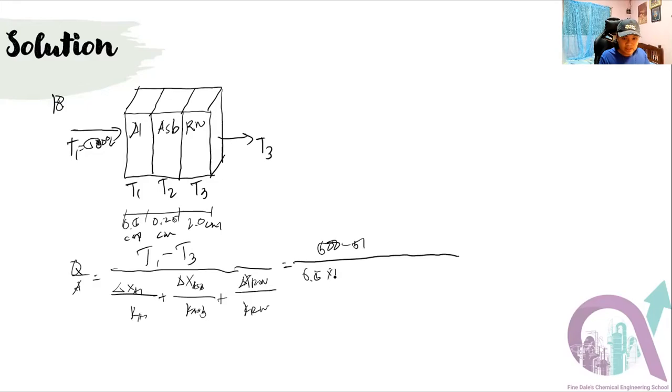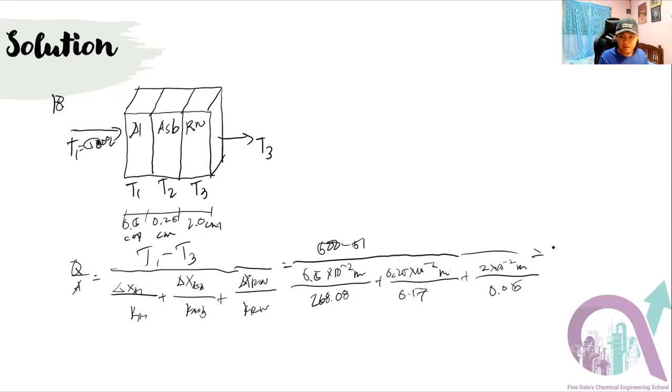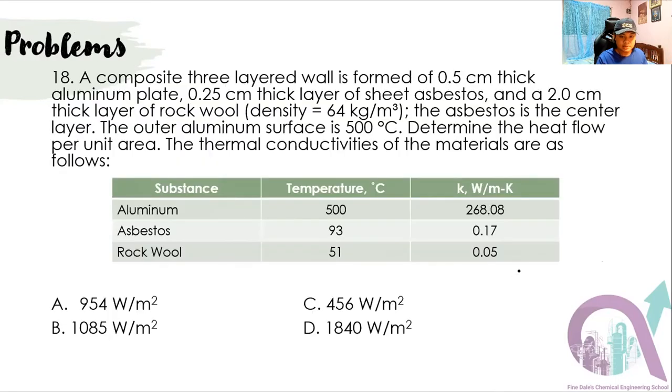So I'm converting them to meters. If you see the scientific notation, I divided it by 100, so times 10 to the negative 2. So we have 268.08 plus 0.25 times 10 to the negative 2, also in meters. I converted it to meters, and then you have your thermal coefficient. Then you have 2 times 10 to the negative 2, so we divide it by 100 again. Then you have 1,083 watts per square meter, and that's the nearest.